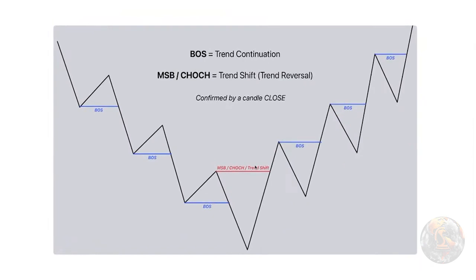So there are two main labels that you need. To denote trends as they continue, each time the low gets broken in a downtrend or each time the high gets broken in an uptrend, it's called a break of structure. And you can mark that as BOS. So BOS equals trend continuation.